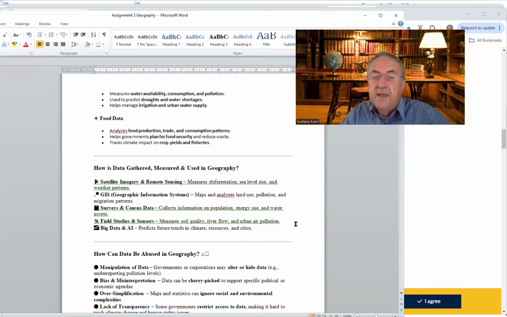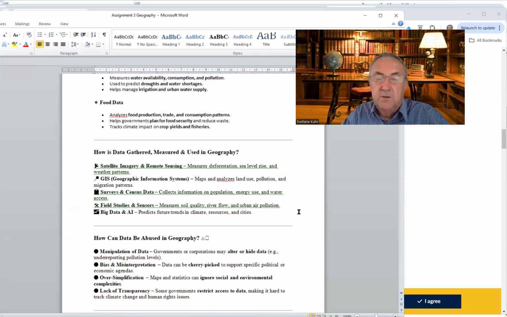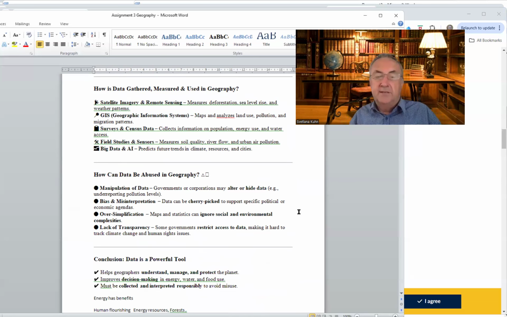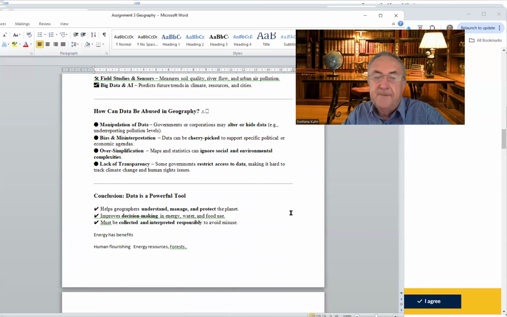So how is this data gathered and collected? There's a number of means that you might want to look into. And there are times when this data might be misused or manipulated or misinterpreted. I think it'd be good to reflect on that as well.